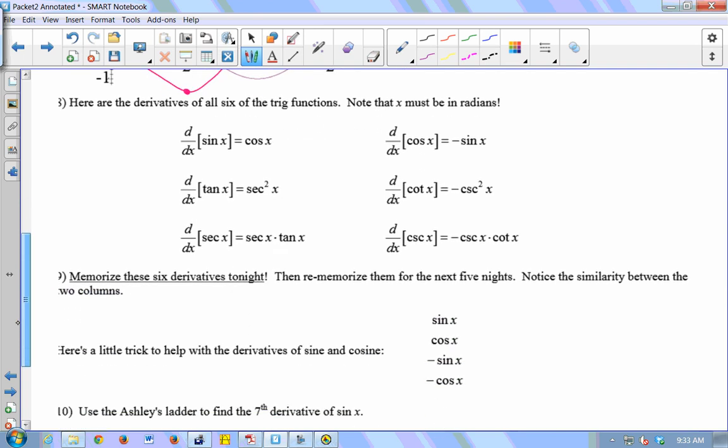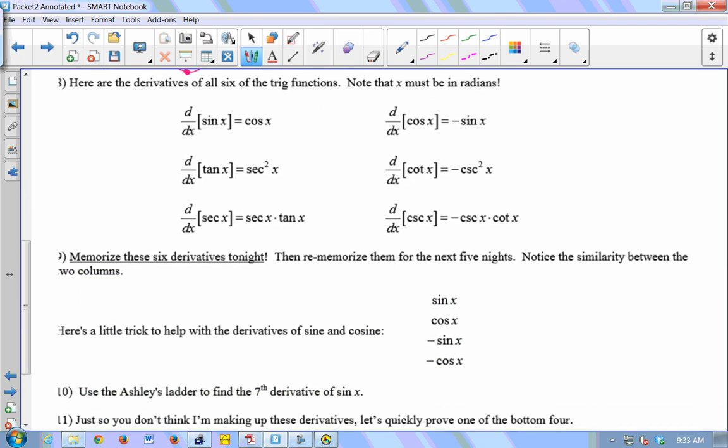So these are the derivatives of the 6 trig functions. Derivative of sine is cosine. The derivative of cosine is negative sine. Derivative of tangent is secant squared. The derivative of cotangent is negative cosecant squared. The derivative of secant is secant tangent. And the derivative of cosecant is negative cosecant times cotangent.